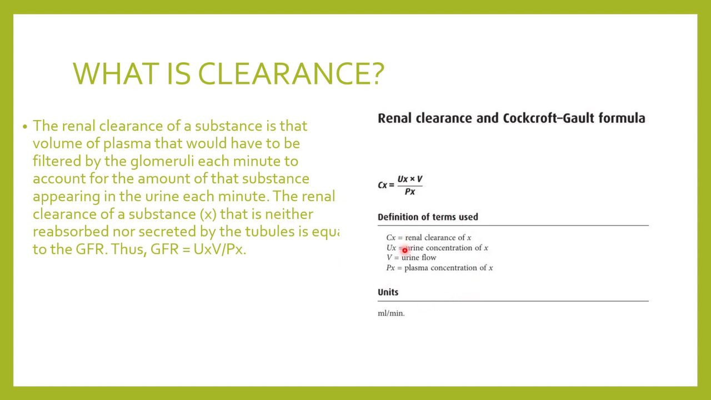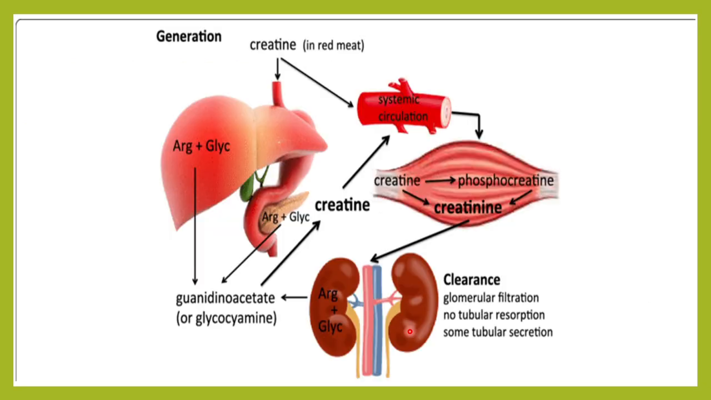So this will compare the concentration of a substance in the urine as well as in the plasma, and कितना volume of plasma required है to clear off that substance from the kidney. So that is the meaning of clearance, and because it is a rate we will give it as ml per minute.